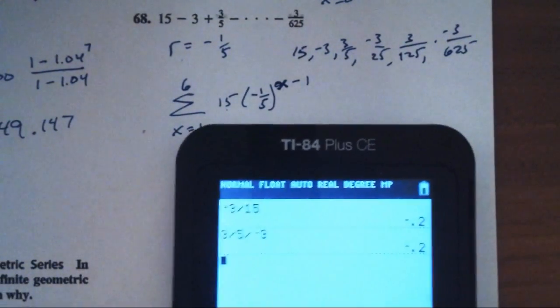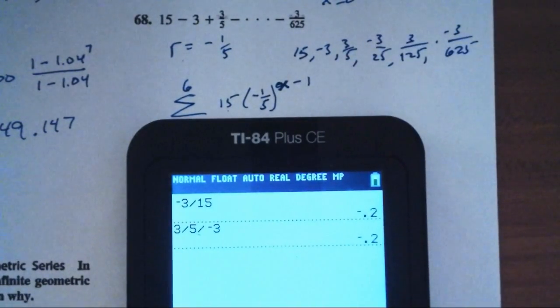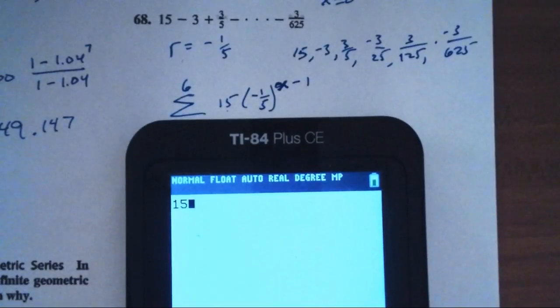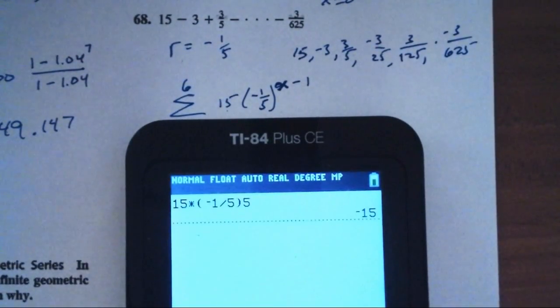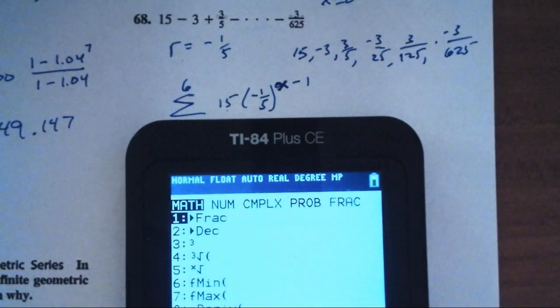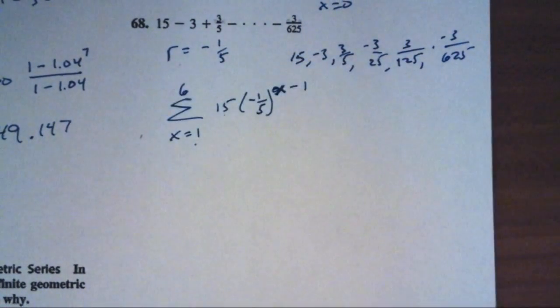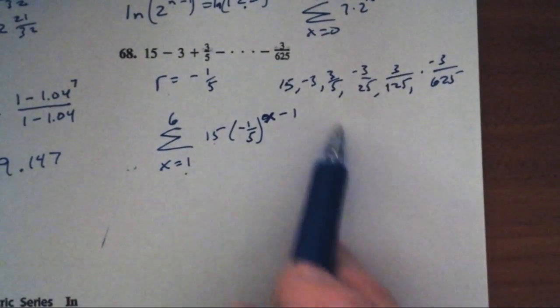And worth checking that last term. Let's see if that last term gives us what we're supposed to get up here, negative 3 on 625. So let's go 15 times negative 1 on 5, all of it. When I put in 6 here, I get 5, and I didn't want that. I wanted this to be raised to the 5, and if I math fraction this, I get negative 3 on 625. Definitely worth checking that last term. So that's how we would do this.